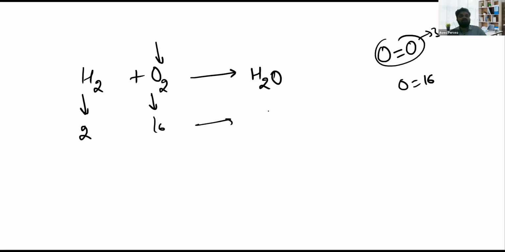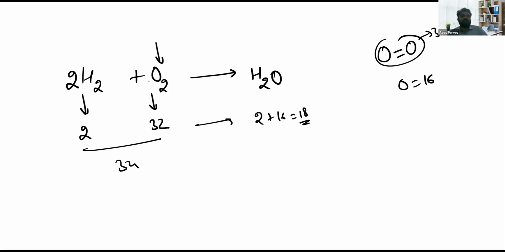And what is the mass of one water molecule? 2 plus 16 gives 18. So here the total mass is 18. Two oxygen atoms, sorry, 32. So the reactant mass is 34, but here it is 18 only. So mass is destroyed here, but it is not so. We have to balance this one. We will learn this in the higher classes.